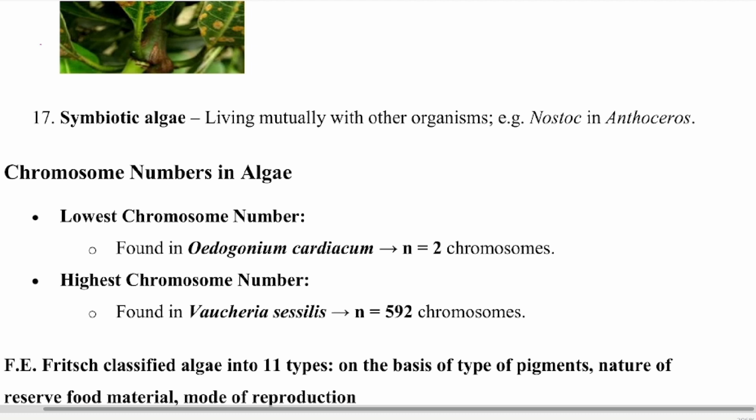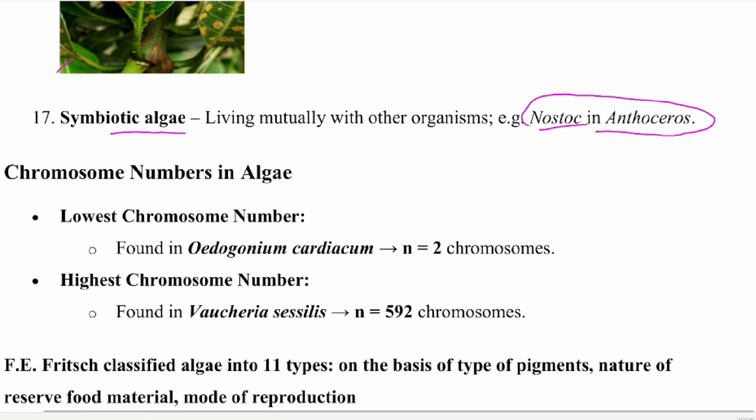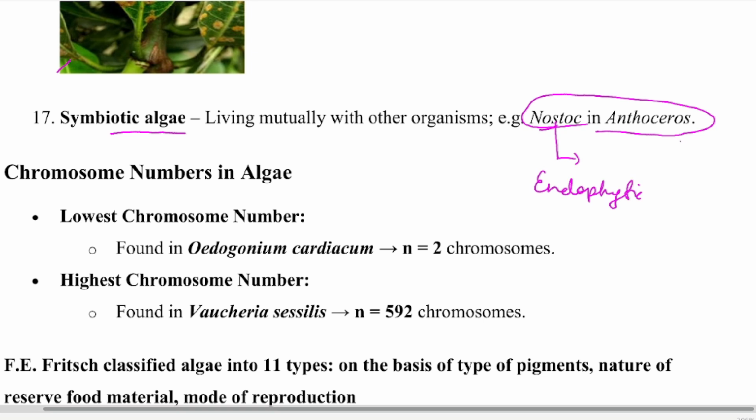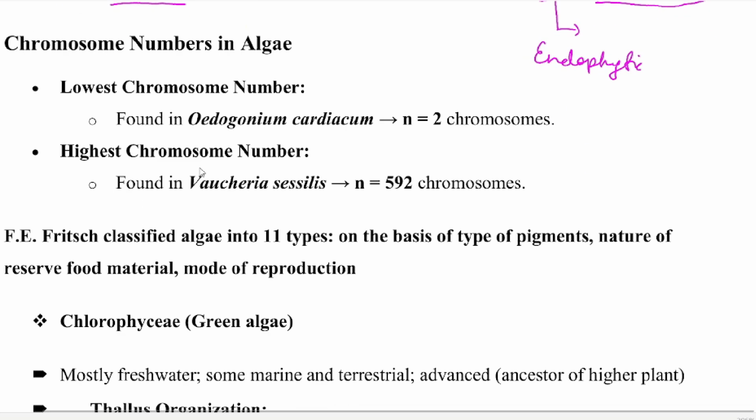Another is the symbiotic algae, that is, living mutually with other organisms for benefit. An example is Nostoc in Anthoceros. It is also an example of endophytic algae. It can also be present in the coralloid roots, as an example of endophytic algae, previously taught.